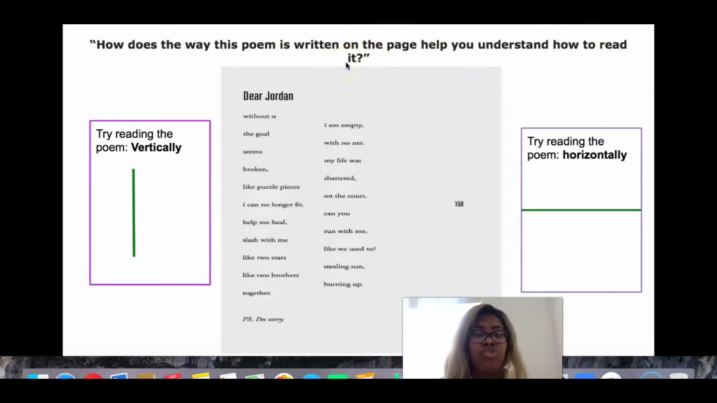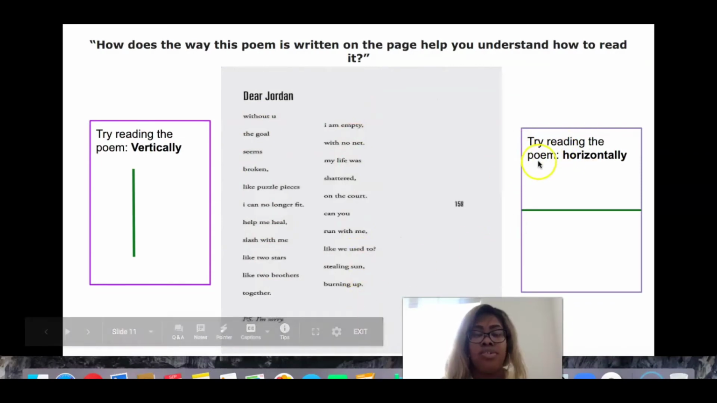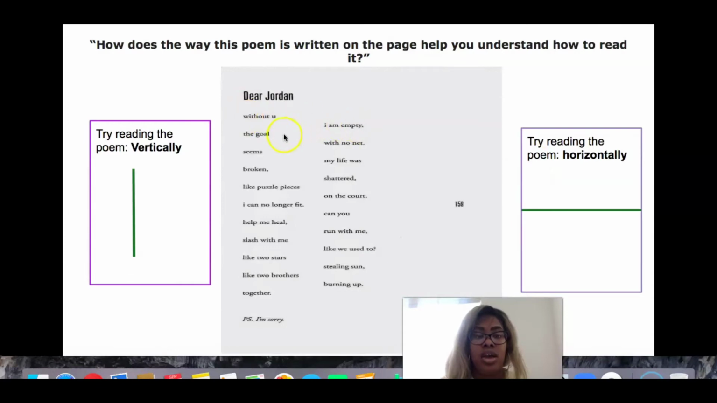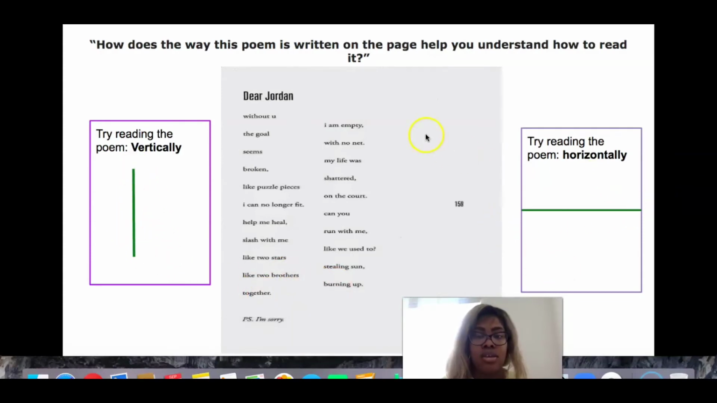So first, what I want you to do is read the poem vertically. So that means reading up to down, up to down. Then I want you to try to read the poem horizontally, across, like this, line to line, line to line, and so forth. Reading it down like this. Try to read again, once again, vertically and across.